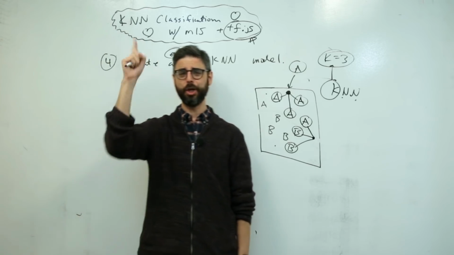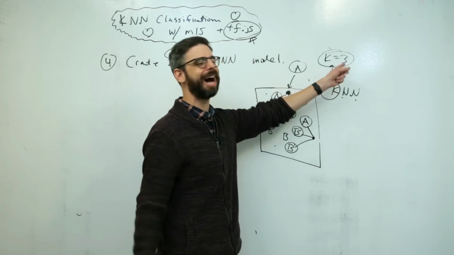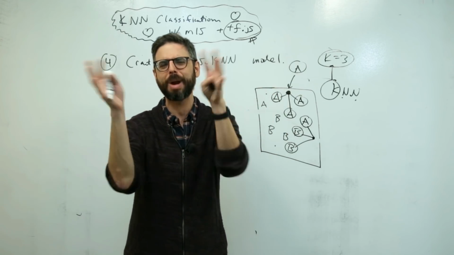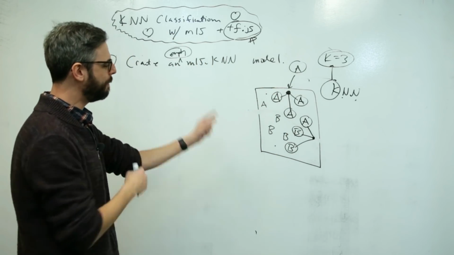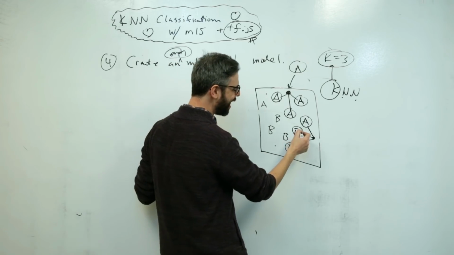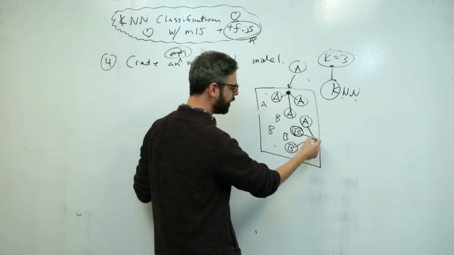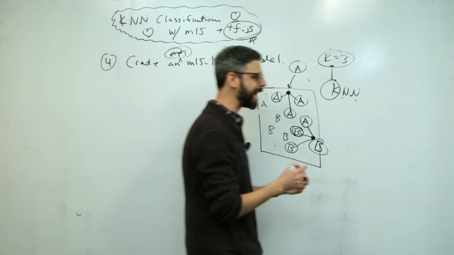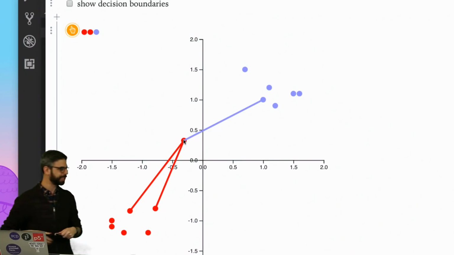By a vote of 2 to 1. Actually, this k being odd is irrelevant because you can have more than 2 classes. So breaking the tie is a thing. But here, I could say by a vote of 2 to 1, this point is classified as a B. And this is exactly what Nikhil's visualization is doing.